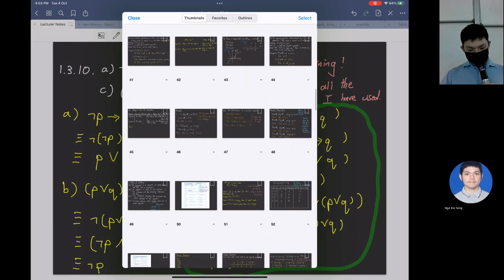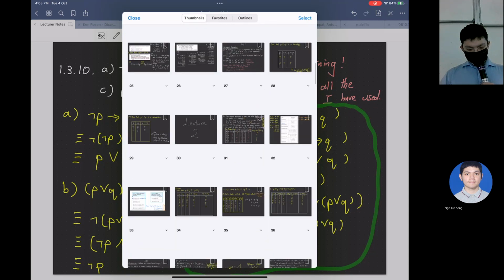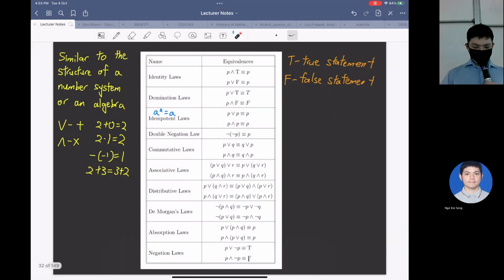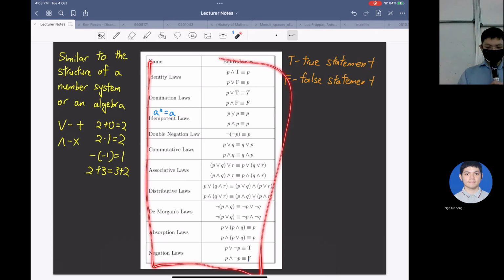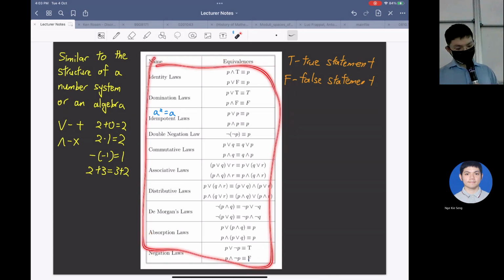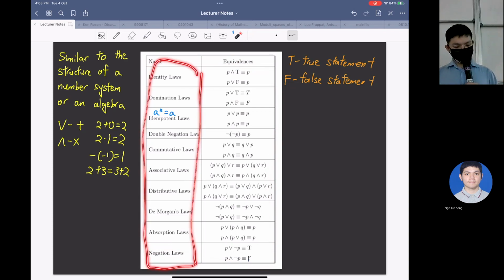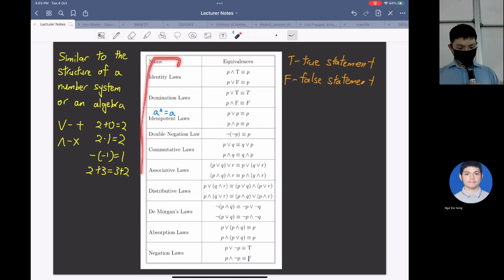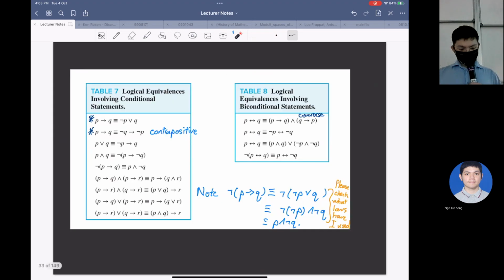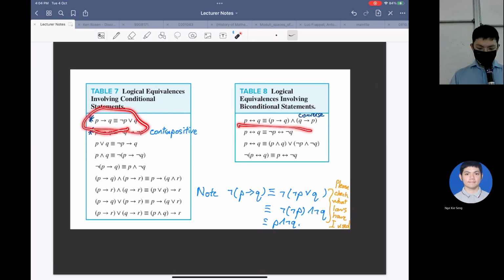In the exam, I think I will give you this table. Only this kind of table I'll give you, the table of these identities. The other tables I won't give you. What you have to memorize is this one and this one. The others can be derived from these two.